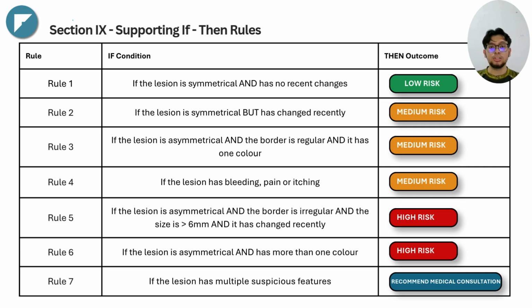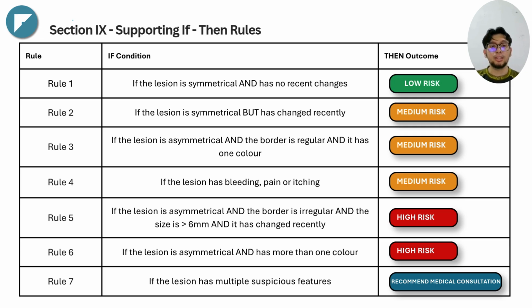However, rule 2 introduces a crucial caveat. If a lesion is symmetrical but has changed recently, it immediately elevates to medium risk. Next, we look at factors that trigger a medium risk assessment. Rule 3 covers asymmetrical lesions that maintain a regular border and a single color. Meanwhile, rule 4 serves as a vital clinical safety net. Any presence of bleeding, pain, or itching automatically warrants a medium risk classification regardless of shape.